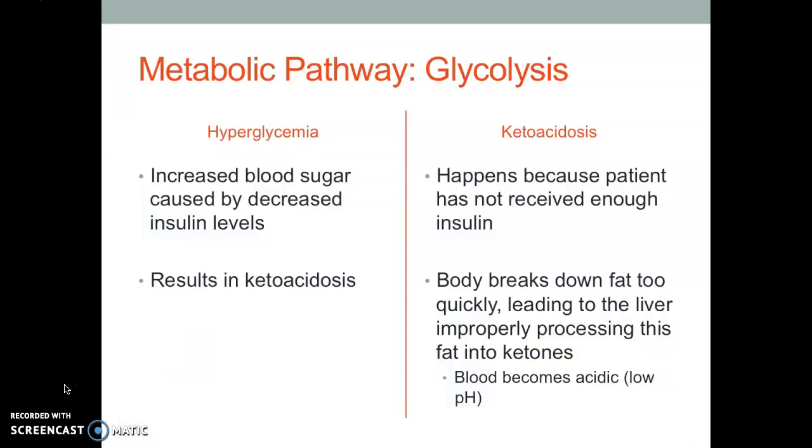So here we are. We have some results of all of this. So the patient's actually dealing with hyperglycemia. There's too much sugar in the blood, and it's causing a decrease in insulin levels, which then will result in ketoacidosis. This happens because the patient just hasn't received enough insulin, and ketones are forming, which is giving her some acidic blood.